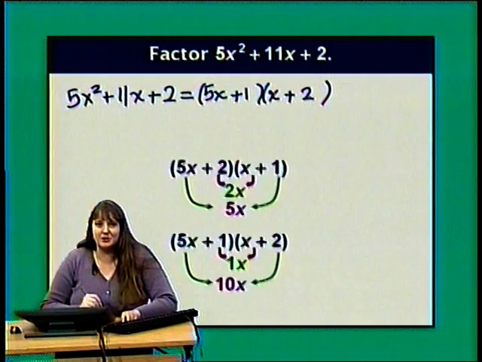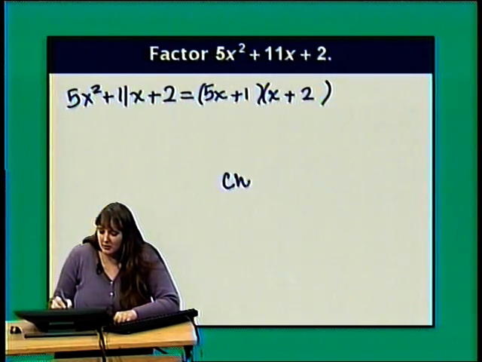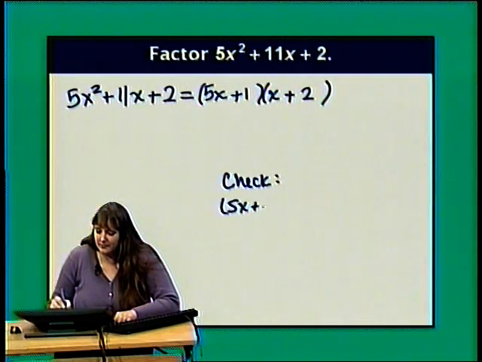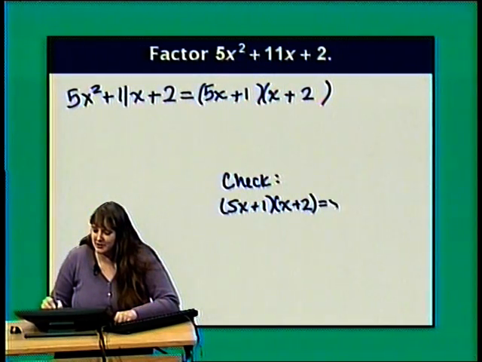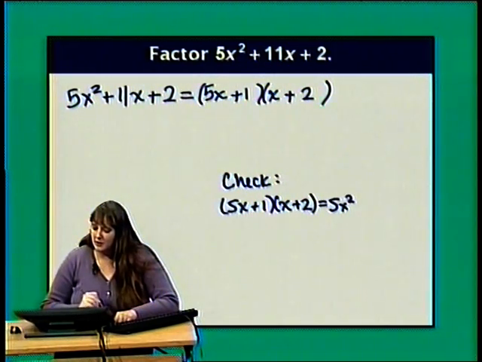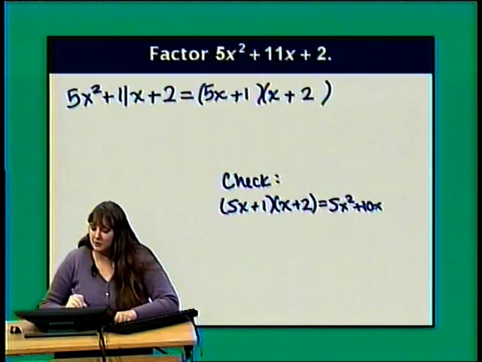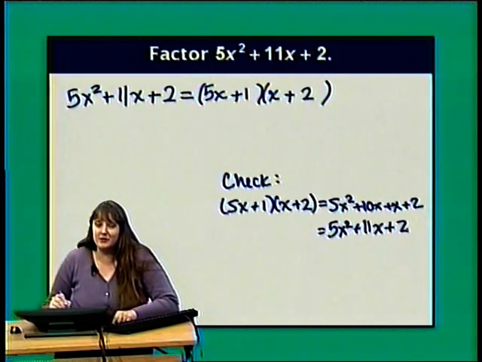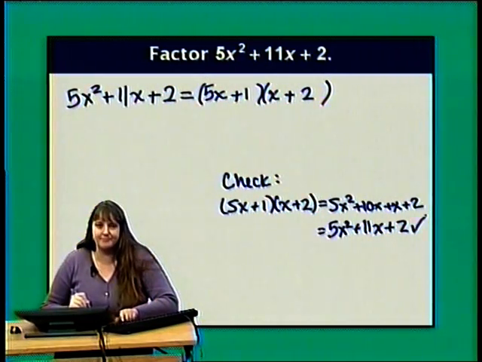I want to check just to be sure. So for my check, I just need to FOIL here. 5x plus 1 times x plus 2. Product of my first terms, 5x squared. Product of my outer terms, 10x. Product of my inner terms, x. And the product of my last terms is 2. This is 5x squared plus 11x plus 2. That's the trinomial we started with, so my factorization checks.